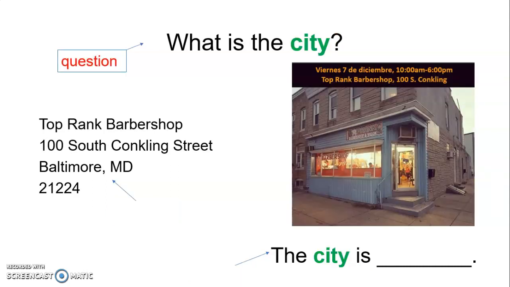What is the city? Para esta address, para esta dirección. Top Rank Barbershop, 100 South Conkling Street, Baltimore, Maryland, 21224. The city is, ¿cuál es la city? De esta dirección, de esta address. What is the city? The city is, ¿cuál es la city?